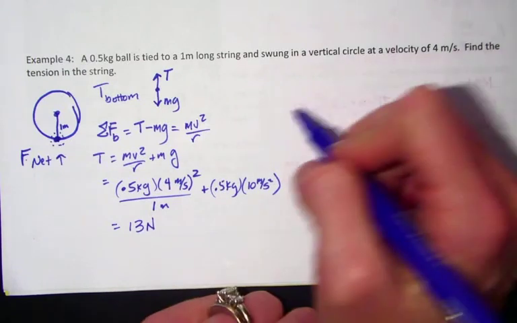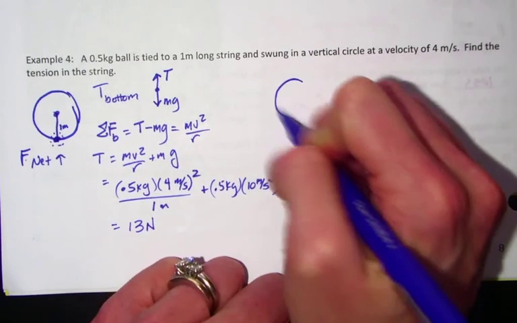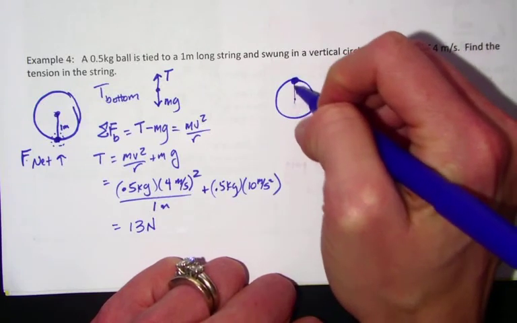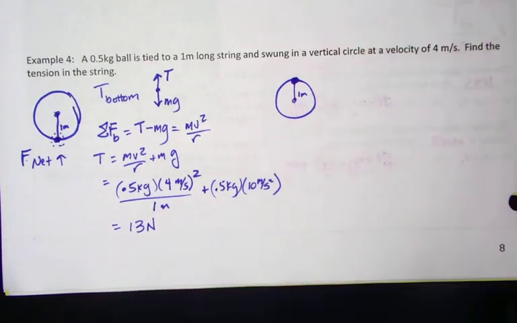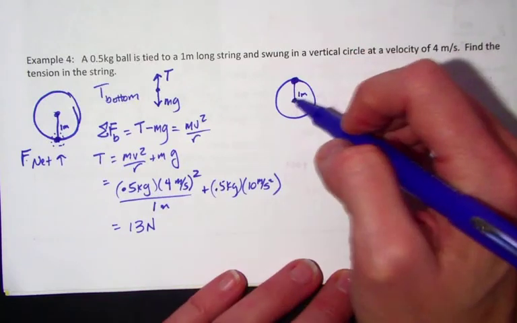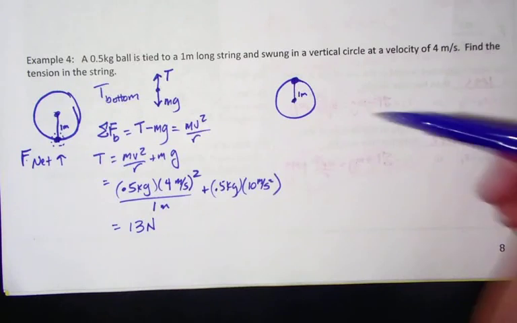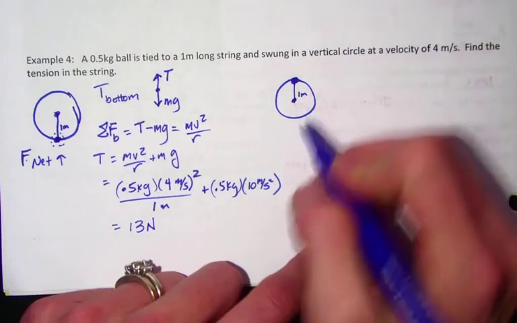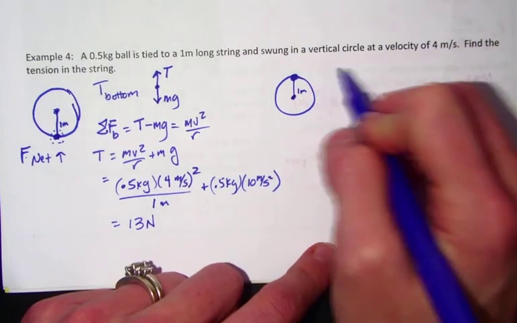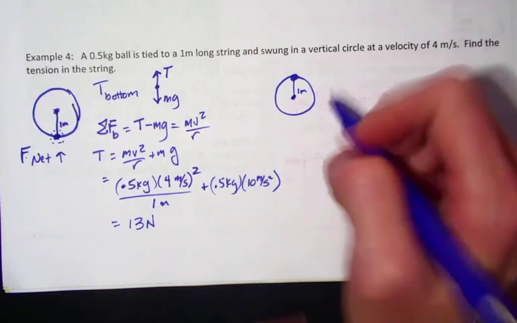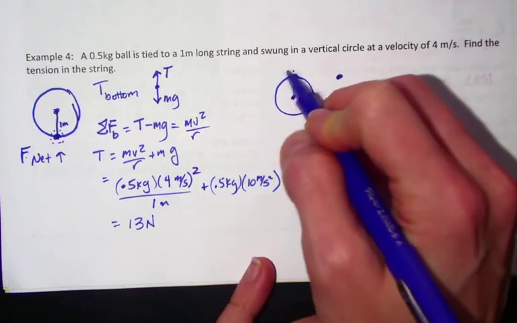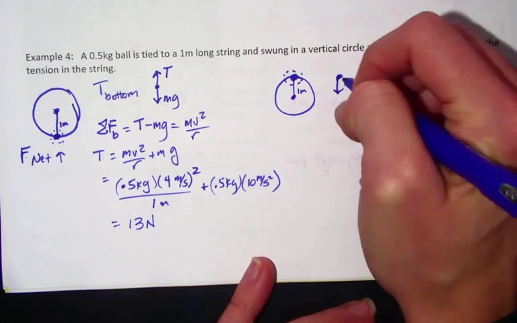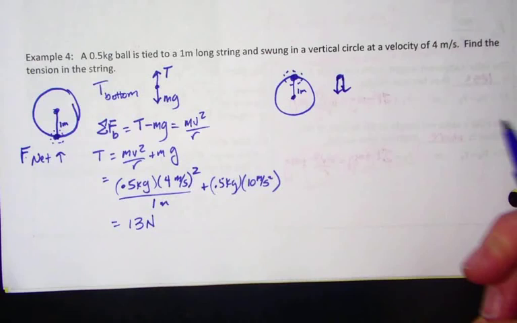Okay, so same rock, but this time we're going to look at when it is at the top of the circle. So again, the radius is still 1 meter. Speed is the same. But the difference is, if this is the string, the force causing the centripetal acceleration is now inward. So when we draw the free body diagram, it is going to look a little bit different because we have the rock here, and we have the tension force working towards the center of the circle, and we have the weight force towards the center of the circle, okay?